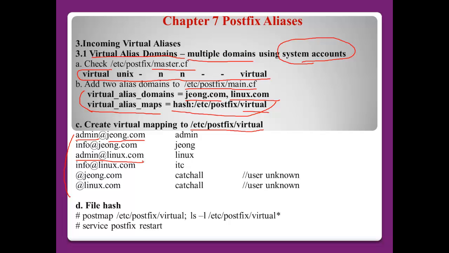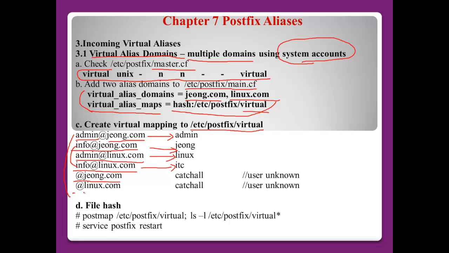Junk, linux.com. In this case, if someone sends email to admin at junk.com, this mail will be forwarded to the system account admin. And if someone sends email to admin at linux.com, this email will be forwarded to linux. And one more example, info: if someone sends email to info at junk.com, this will be forwarded to the system account named Jung. And for info at linux.com, which is the same username, this will be forwarded to the system account ITC.